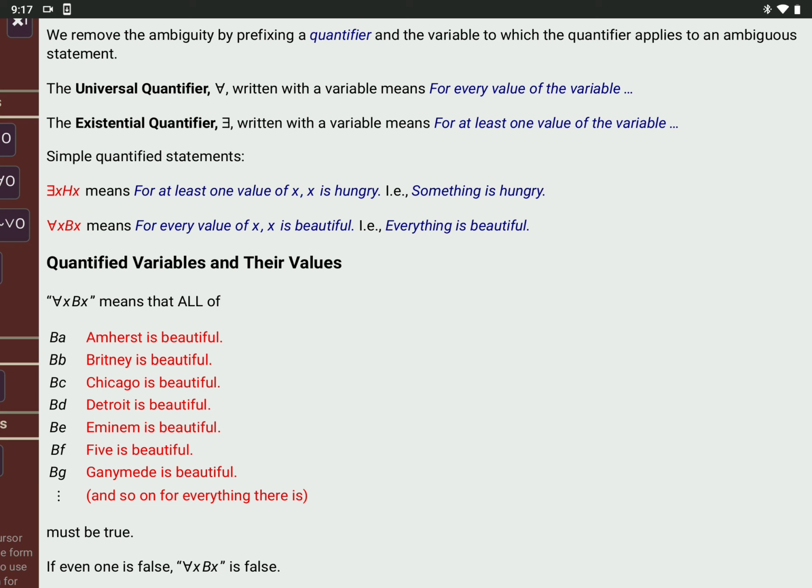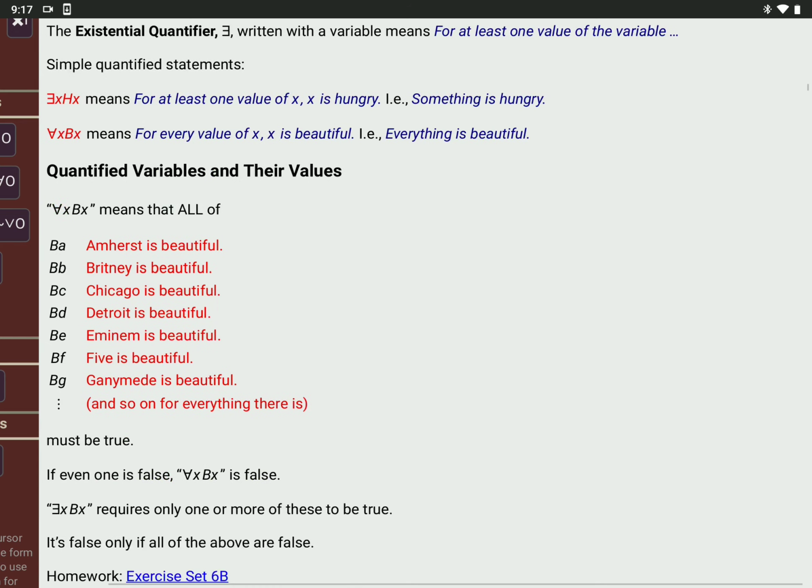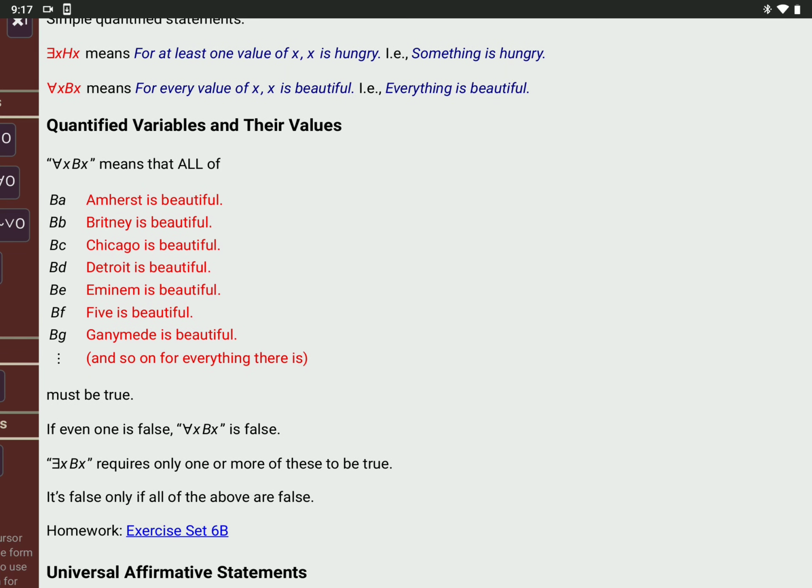For upside down AX, BX, where BX means X is beautiful, by itself, X is beautiful is neither true nor false, but if I say upside down AX, BX, that means for every value of the variable X, what I'm about to say is true, so X is beautiful. So whatever I interpret X as being, everything is beautiful. So you can think of upside down AX, BX as standing for a list of things. BA, Amherst is beautiful. BB, Brittany is beautiful. BC, Chicago is beautiful. BD, Detroit is beautiful. That A, B, C, D, E, F, those are all possible values of X.